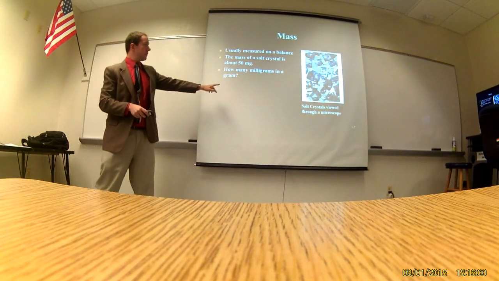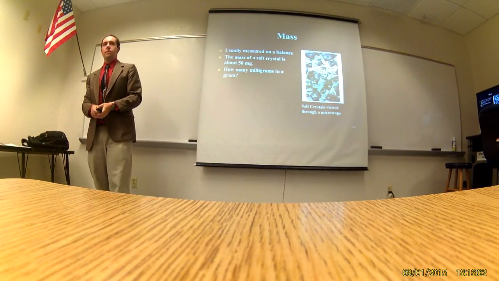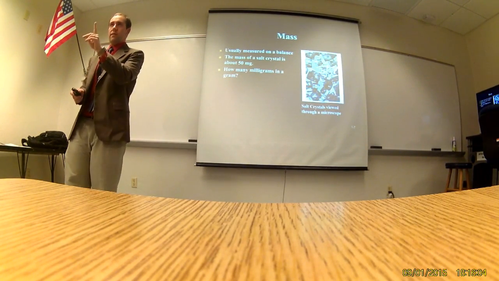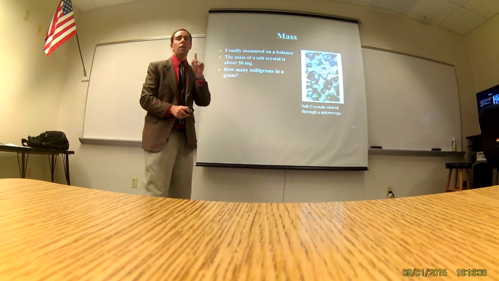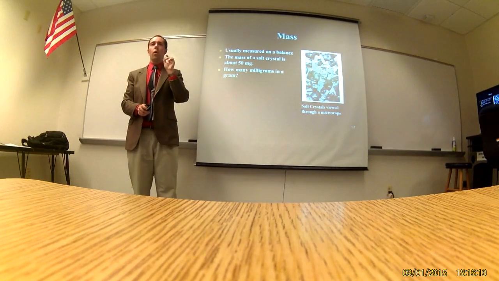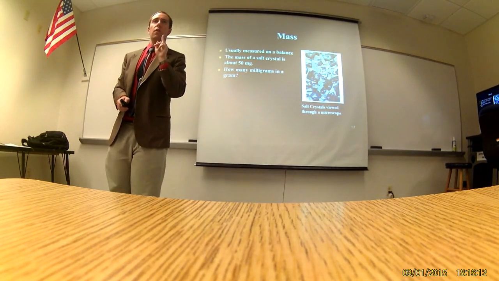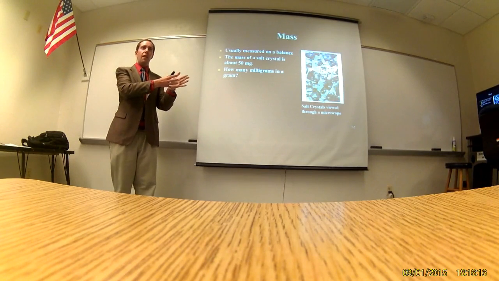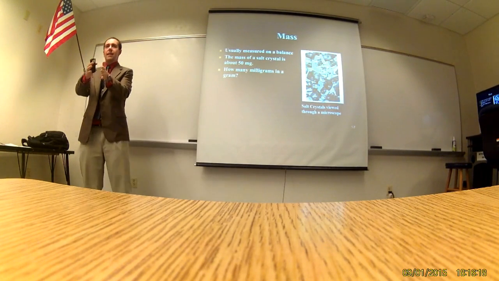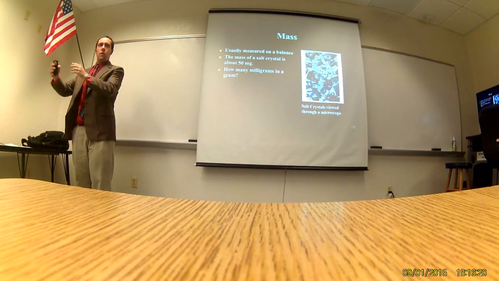How many milligrams are in a gram? 1,000. The prefix milli means 1/1000. So 1 milligram is 1/1000th of a gram, which means it takes 1,000 of them added together to make 1 gram.